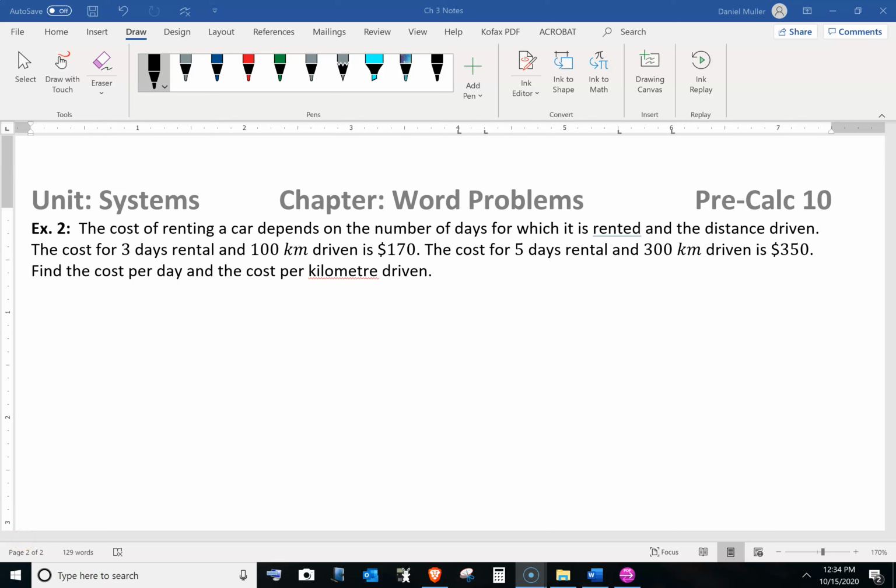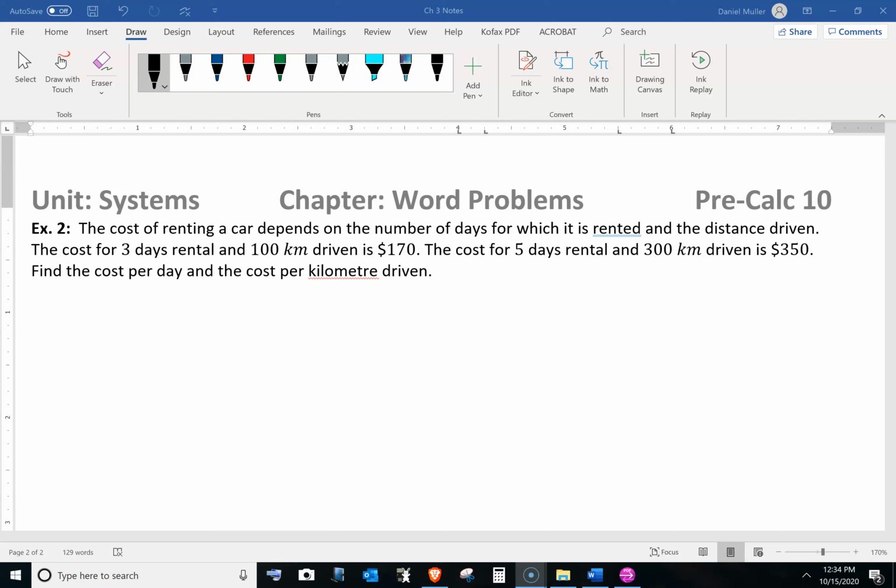Example number 2. The cost of renting a car depends on the number of days for which it is rented and the distance that it's driven. So hopefully this makes sense. If you rent a car for like 100 days but don't drive it anywhere, it's going to cost you. And it's also going to cost you depending on how much wear and tear you put on the vehicle. So the amount driven, the kilometers that you drive, also counts against you. So there's two things at play here: the number of days as well as the distance that you drive.